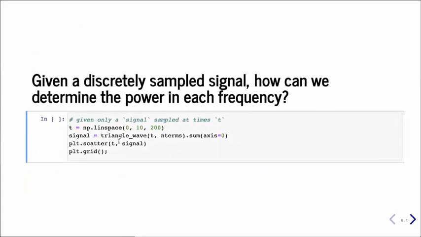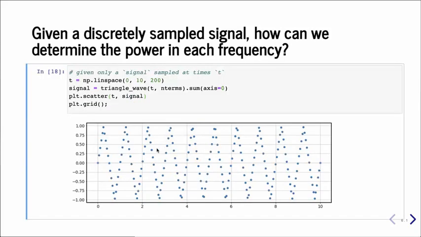Usually you're given some signal and you want to do the reverse process. You want to figure out what the power is in each one of its frequency components. So let's start now with this signal. We've sampled a triangle wave at discrete points over time. And what we want to do is, just given this signal at these times, reconstruct the components of the triangle wave. We'll see if we can get exactly what we put in, because we know what we put in to make this triangle wave. Let's see if we can recover those just given these data points here.